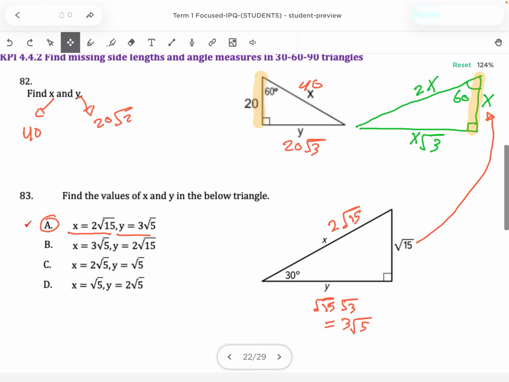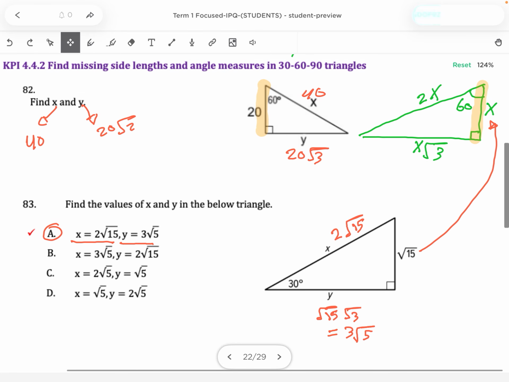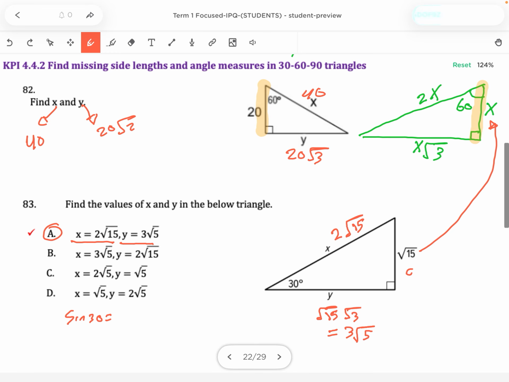هذه الطريقة الصراحة أسهل من أنا أستخدم السوكاتوا. يعني السوكاتوا احنا بنقدر نقول ساين مثلا ساين 30 equal opposite على hypotenuse radical 15 over x over 1 و cross multiply and you can get x. صحيح؟ بس الطريقة شوية طويلة وإحنا ما بدنا هذا الشيء. سوري.